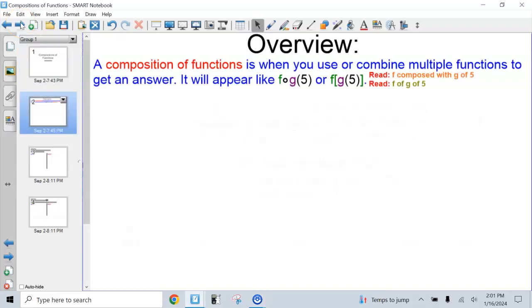So composition of functions is when you use or combine multiple functions to get an answer. It will appear like that. We joke and say "f o g of 5," but that's really f composed with g of 5, or you can say f of g of 5.